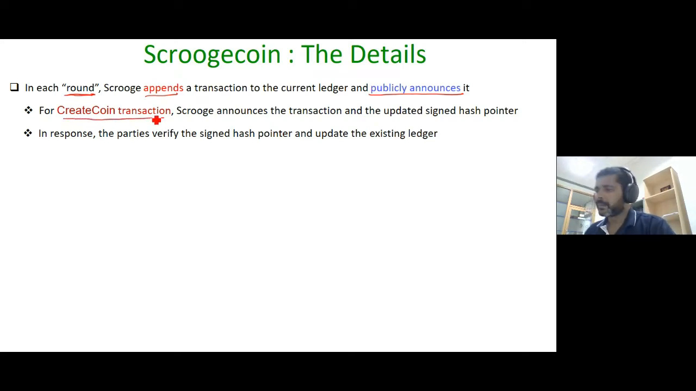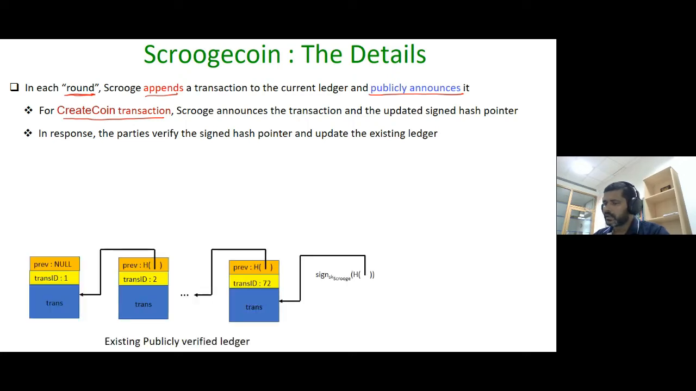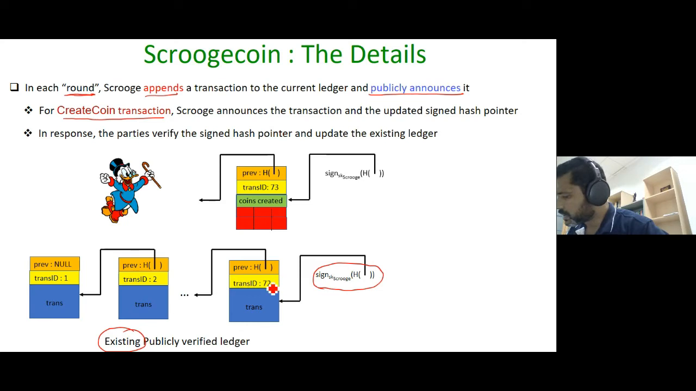So depending upon the type of block that he's creating, the parties will verify the blocks as follows. So if it is a create coin type block, what I'm saying here is the following. Pictorially, you can imagine the following. This is the existing ledger, and everyone has the up-to-date head hash pointer. Now imagine that the 73rd block which Scrooge has created is of type create coin. So these are the coins which he has created. He has signed it. So now he is willing to include this block as the 73rd block in the blockchain.